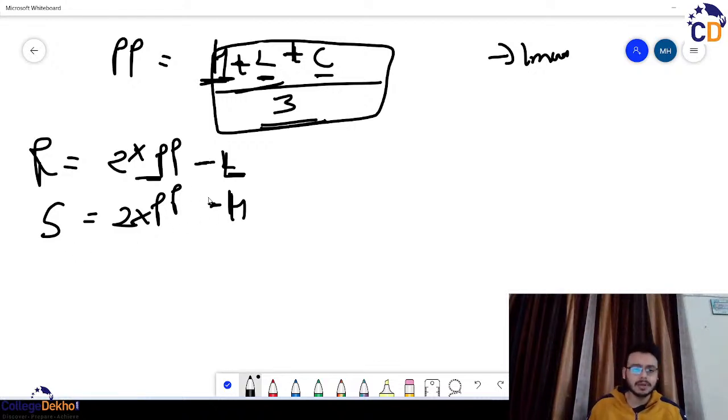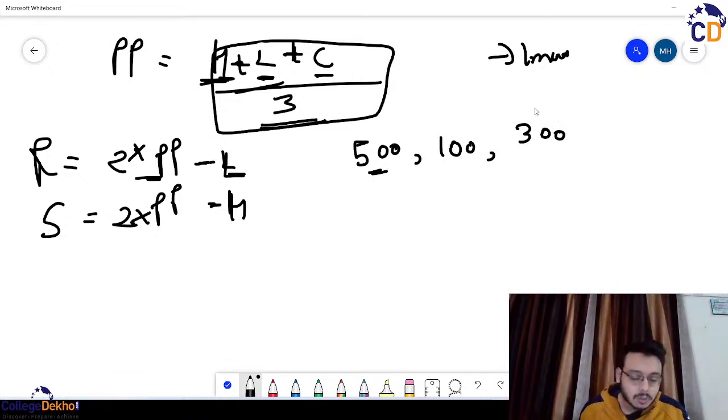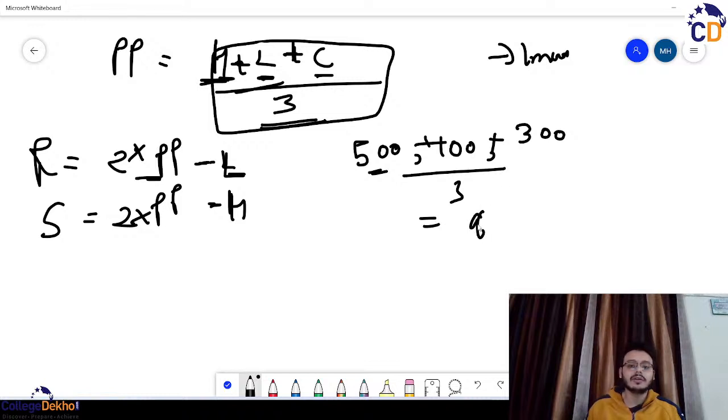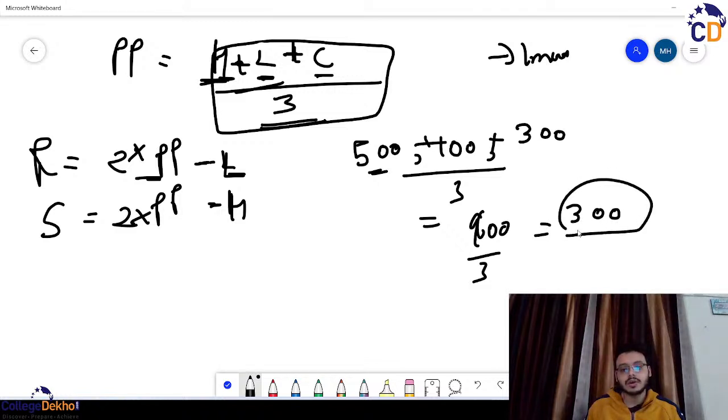So let's take an example. If for example the highest price for a stock has been 500 rupees, okay, the lowest price for the stock has been 100 rupees, okay, and the closing price has been 300 rupees. Now it says to calculate the resistance and the support level for the stock. How to do it? First take the average of all three and divide it by 3. 500 plus 100 plus 300, 900 by 3. So your 300 is your pivot point.